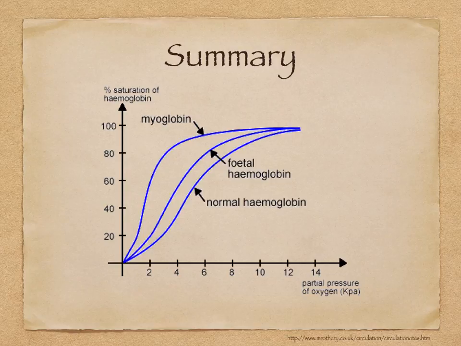What about fetal hemoglobin? Well, fetal hemoglobin has a high affinity for oxygen compared to the maternal hemoglobin. So when the fetal hemoglobin flows past the maternal blood in separate blood vessels in the placenta, the fetal hemoglobin will readily pick up the oxygen from the maternal hemoglobin.